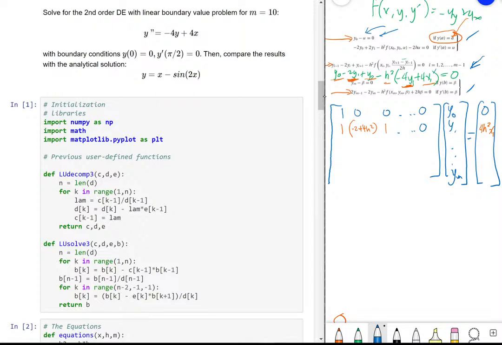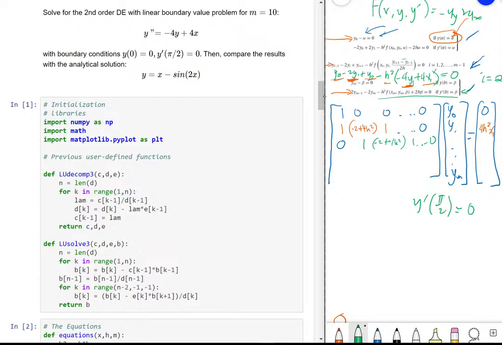Okay, and then here becomes 0, then this becomes 1, and then actually you just continue at i equal to 2 at y2, so this becomes negative 2 plus 4h squared, and then 1, and then 0, and so on. Until the last expression, you substitute the given, which is y prime of pi over 2 is equal to 0.